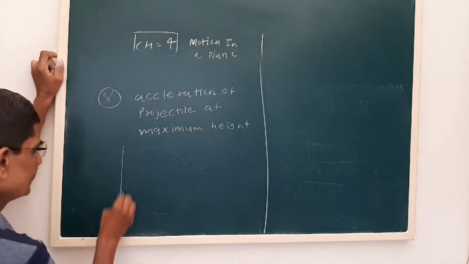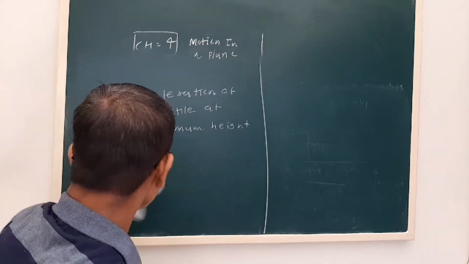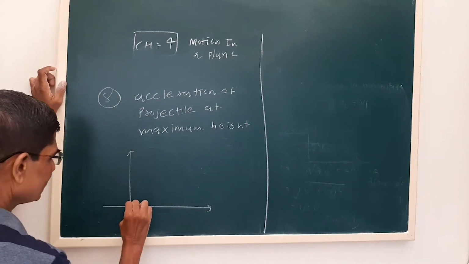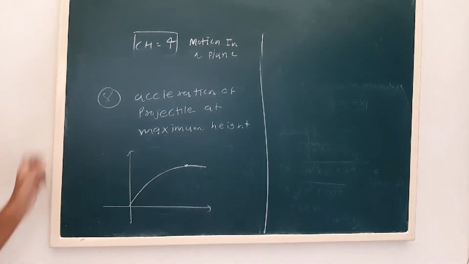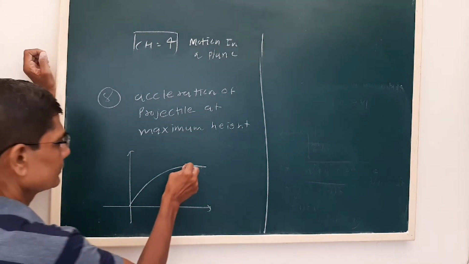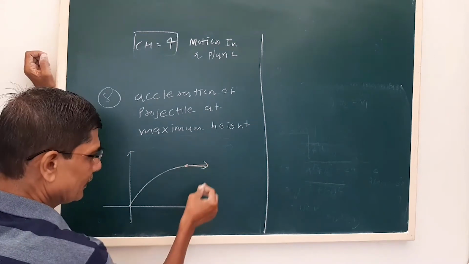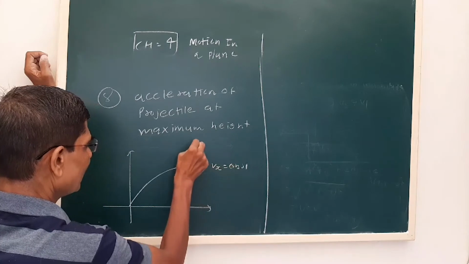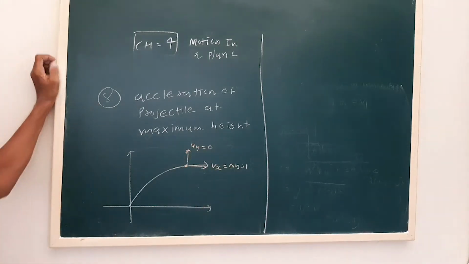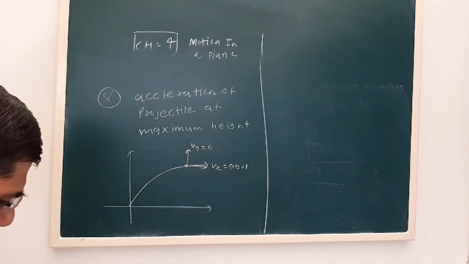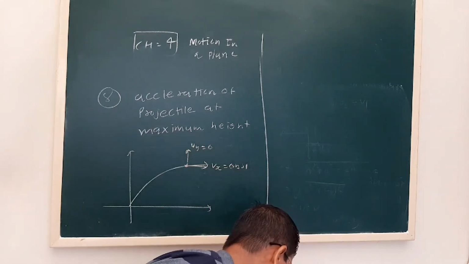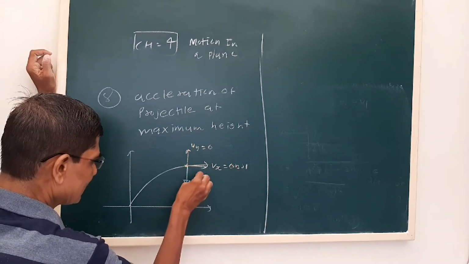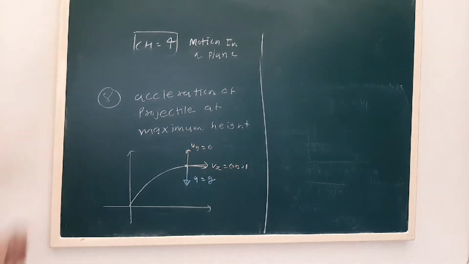Okay, now let us say a projectile is projected like this. This is the maximum height. At maximum height, the x component of the velocity will be constant, and the y component will be 0. But we see the projectile comes down. That is because of the gravitational acceleration. At maximum height, the gravitational acceleration is the acceleration of the projectile.